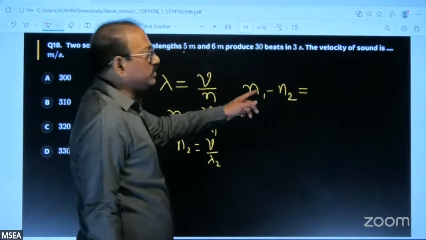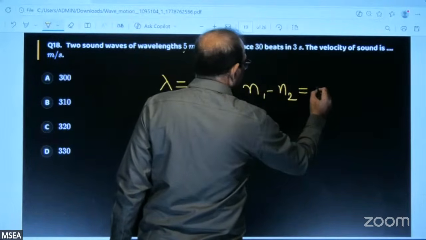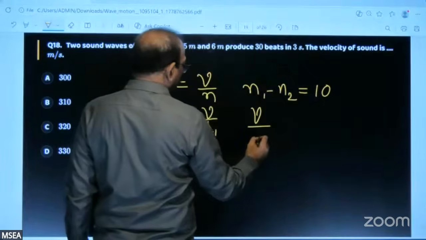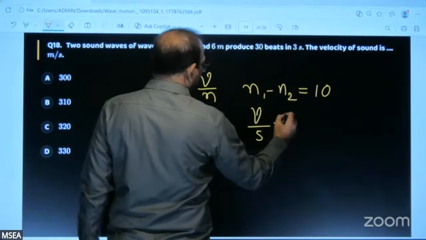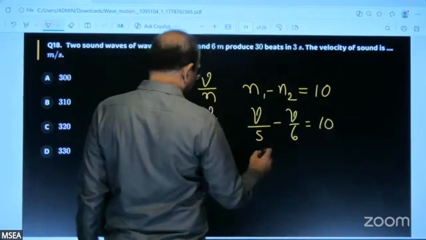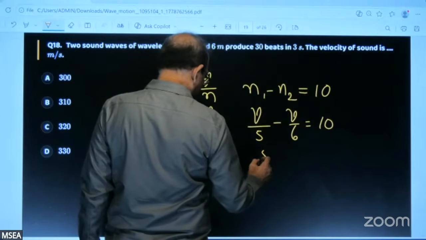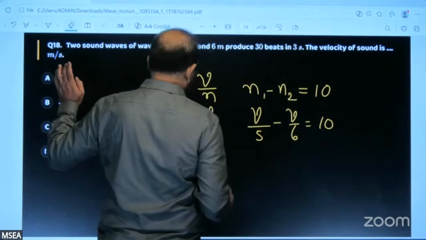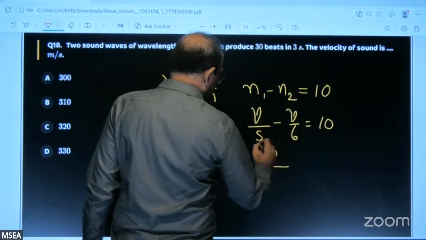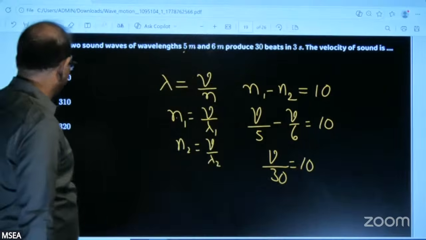So number of beats, N1 minus N2, is the number of beats per unit time, the beat frequency. 30 beats per 3 seconds means per 1 second, 30 by 3, 10. N1 is V by lambda 1, V by 5. N2 is V by lambda 2, V by 6. The difference is 10. From this, find V. 6V minus 5V over 5 into 6, 30. V equal to 300.